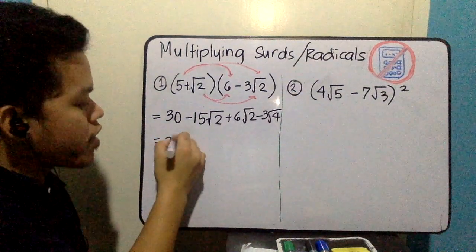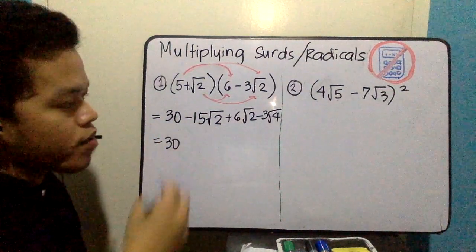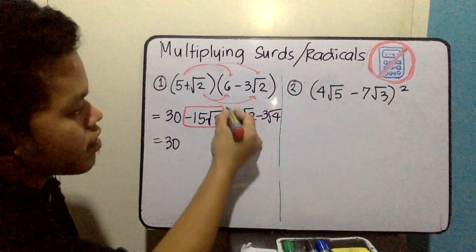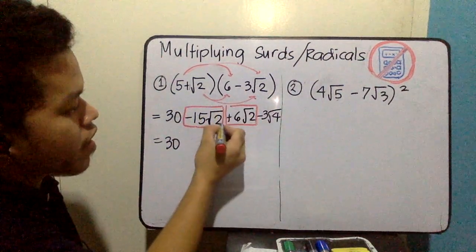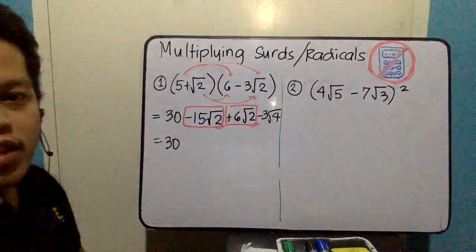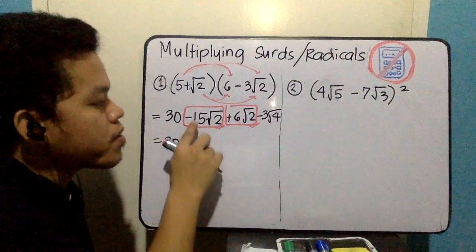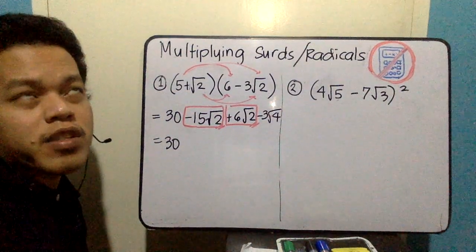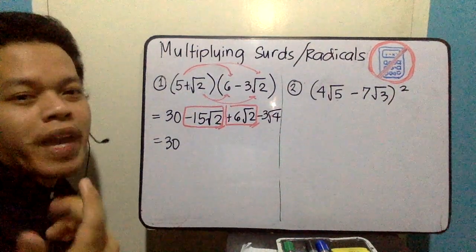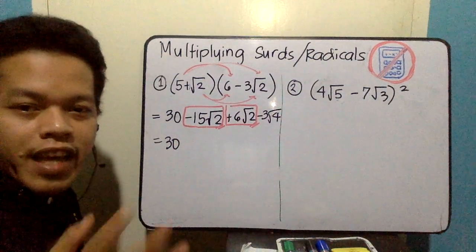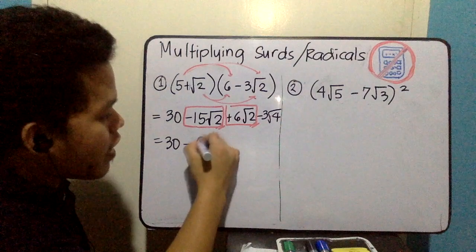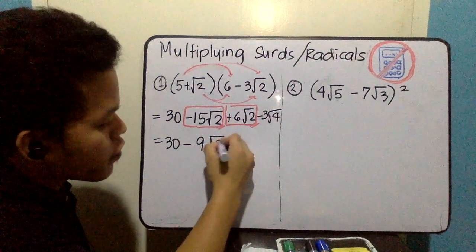We can have 30. And since you already know that these two are similar radicals, why are they called similar radicals? Because they have the same surd. Then you can combine these two terms by negative 15 plus 6. So just remember, you're just combining negative 15x plus 6x. So that will definitely give you 9x, or 9 square root of 2.